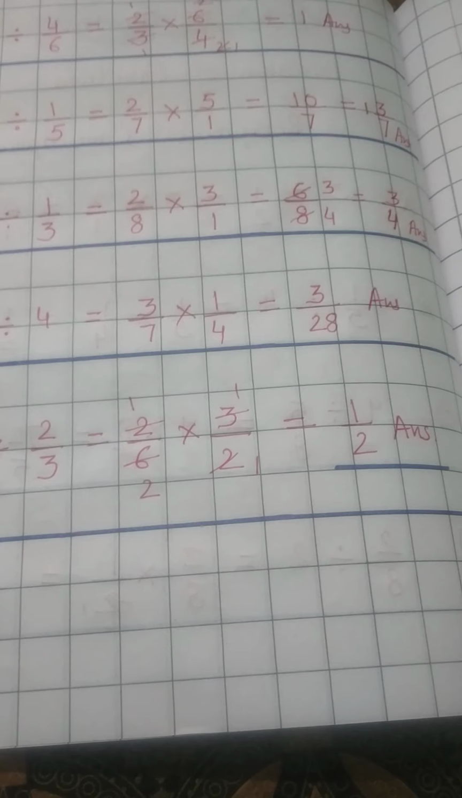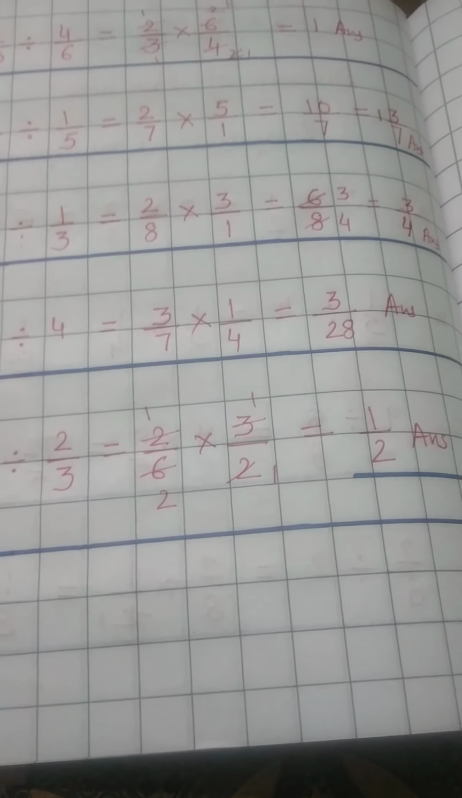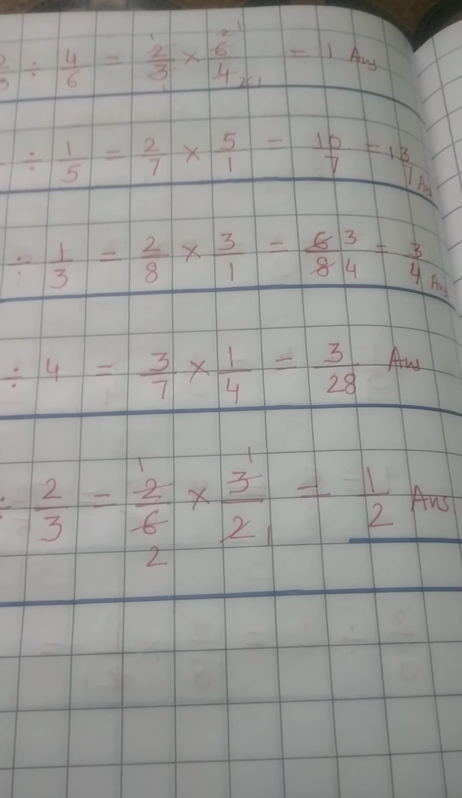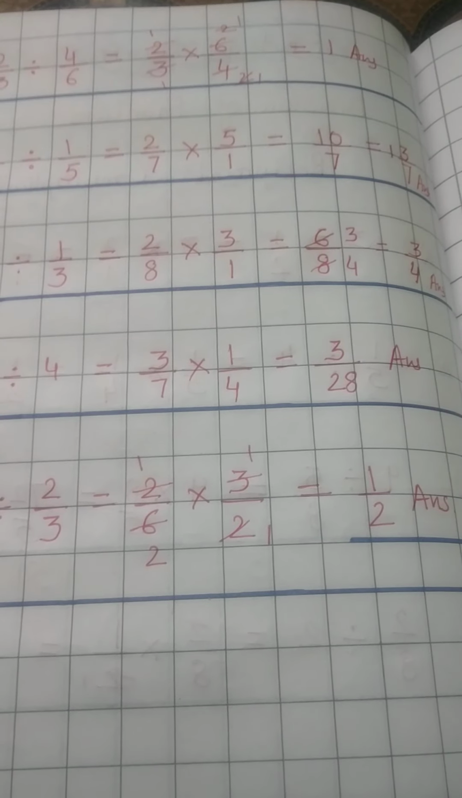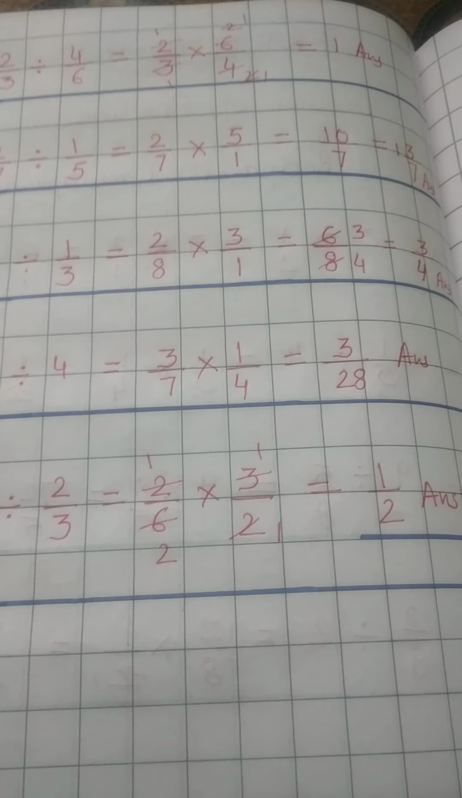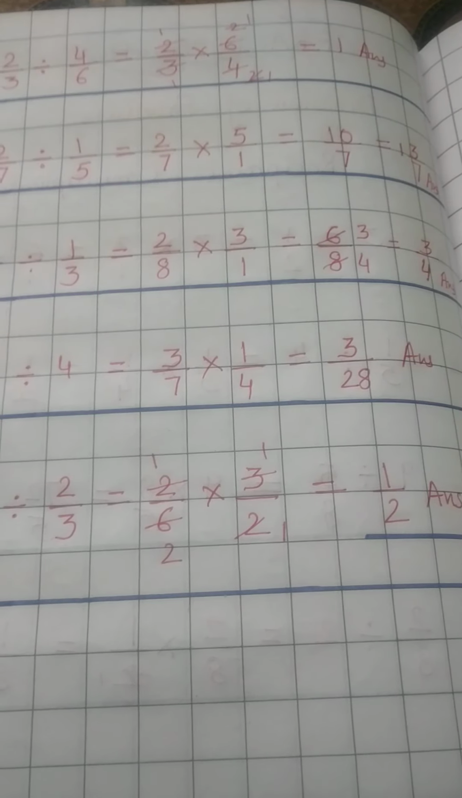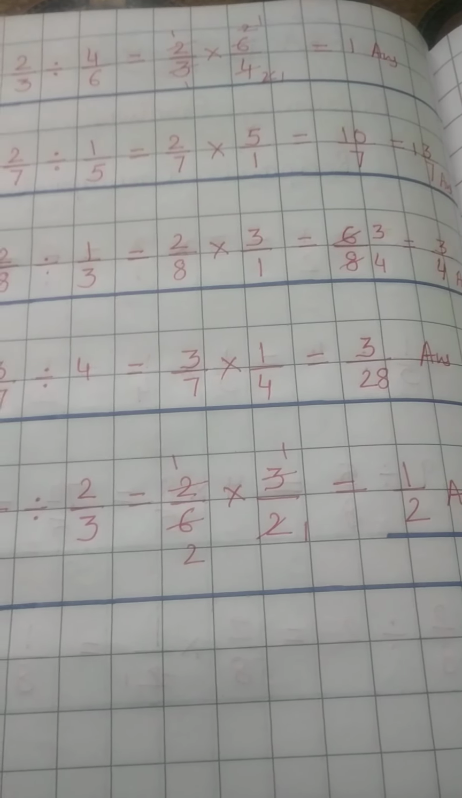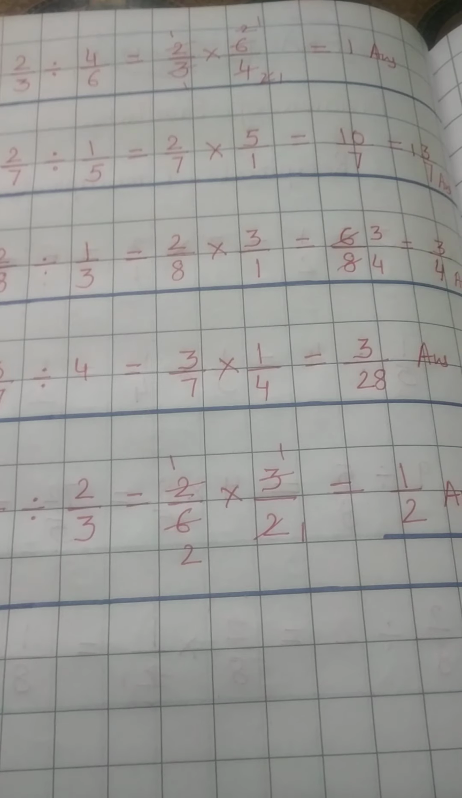So do each and every question yourself. First understand it, and then do many questions from your book. And I hope all is clear to you. This is not so difficult. This is very easy. If you have understood multiplication, division only needs one step, right? Or two steps. One is you change the division sign into multiplication, and you take the reciprocal of the next term.